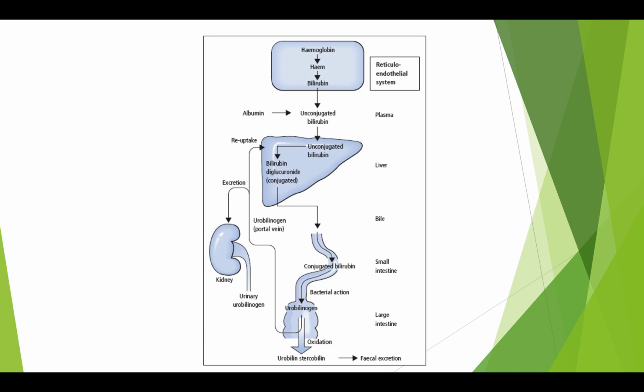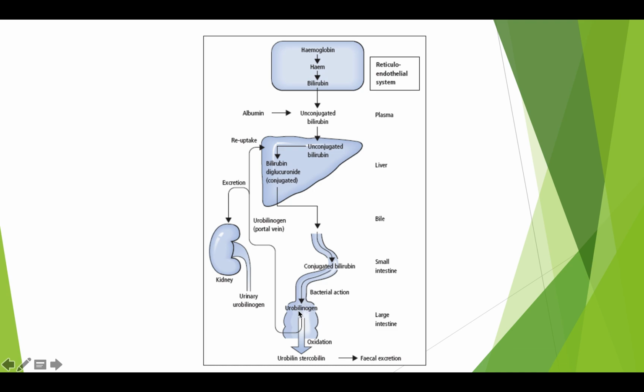Conjugated bilirubin is water soluble. Unconjugated bilirubin was lipid soluble. Conjugated bilirubin is water soluble. So now that it's water soluble, it can be excreted freely together with other bile salts. Conjugated bilirubin will travel through the common bile duct into the intestine. In the small intestine, conjugated bilirubin will be converted to urobilinogen by intestinal bacteria.